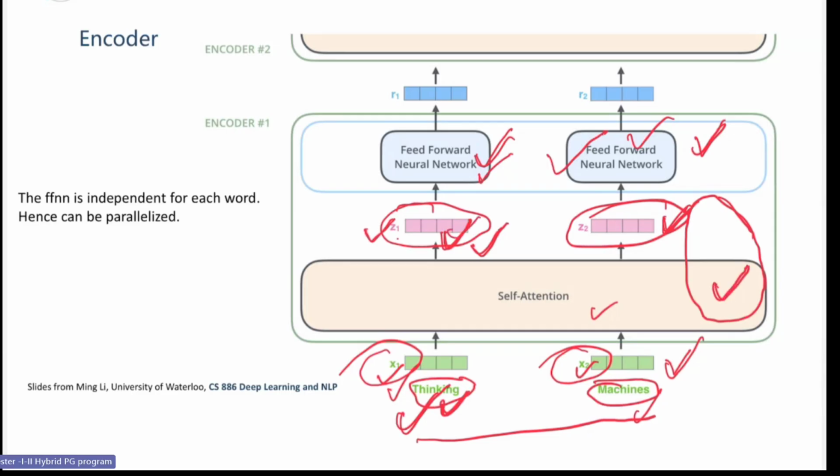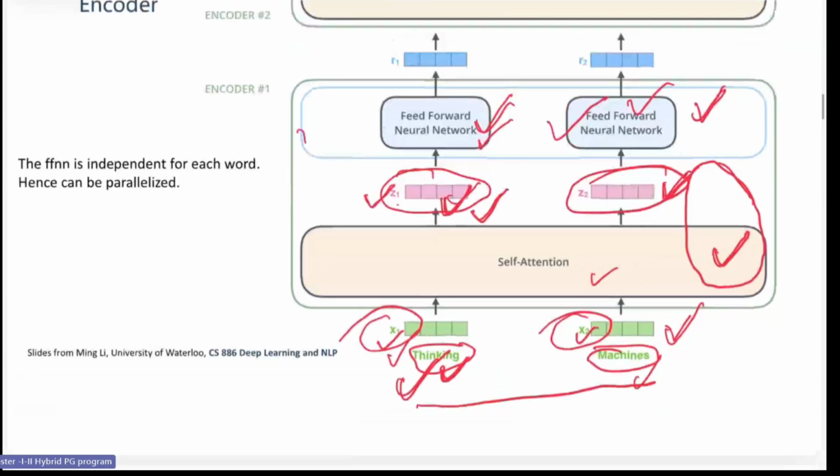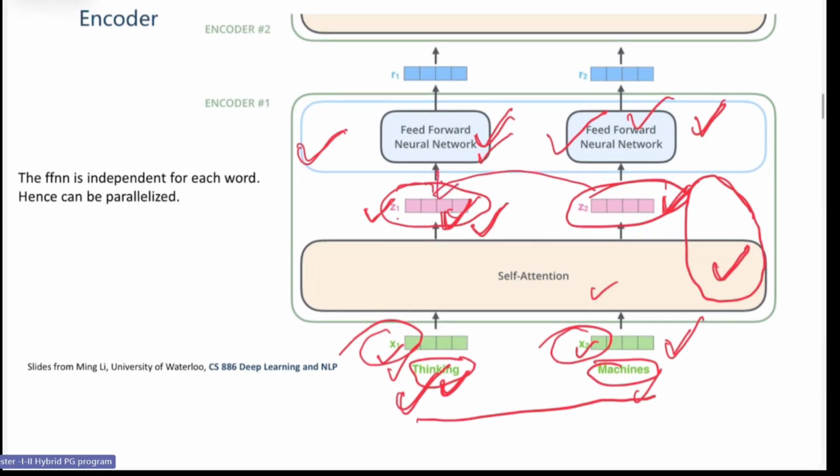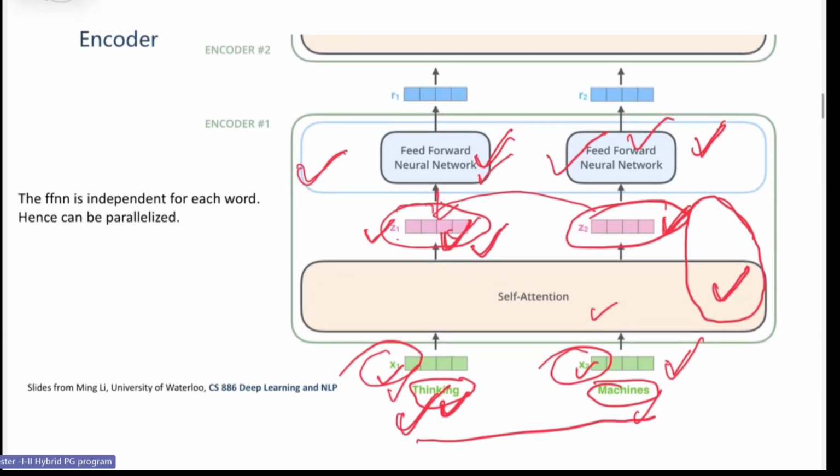But after getting this, whatever fully connected layer you are applying in this block can be done in a parallel manner. Because now we are not going to find the relationship between these two, since we have already done this. Now we will separately process each vector using the fully connected layer.